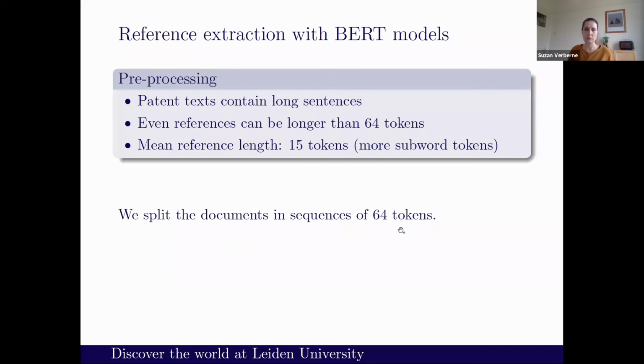Maybe I didn't mention it, but this is one of the limitations of the BERT type models, the transformer models: because of the heavy processing of the self-attention model, they need a shorter input length. You cannot just give a whole document at once, or in the case of patent documents, even a whole sentence. So you need shorter input sequences.